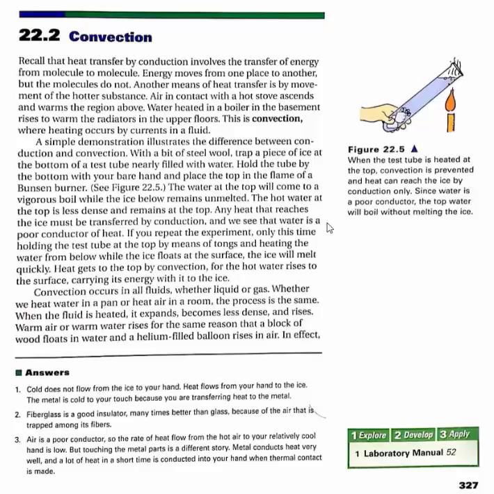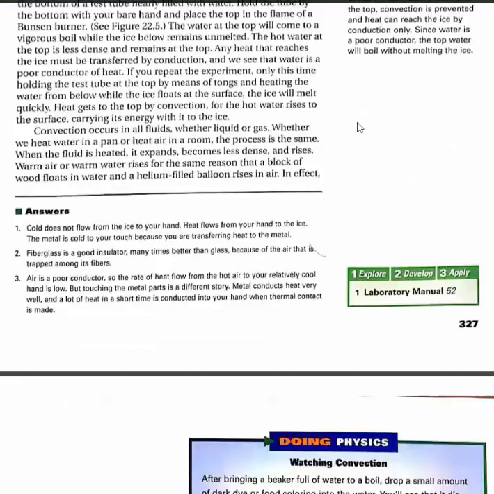of heat. If you repeat the experiment, only this time holding the test tube at the top by means of tongs and heating the water from below, while the ice floats at the surface, the ice will melt quickly. Heat gets to the top by convection, for the hot water rises to the surface, carrying its energy with it to the ice. Convection occurs in all fluids, whether liquid or gas.